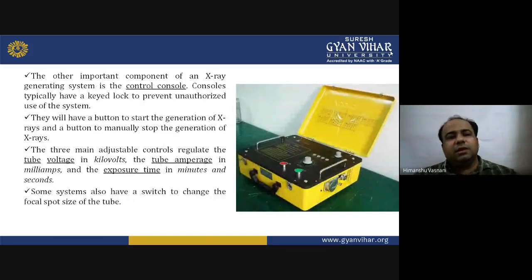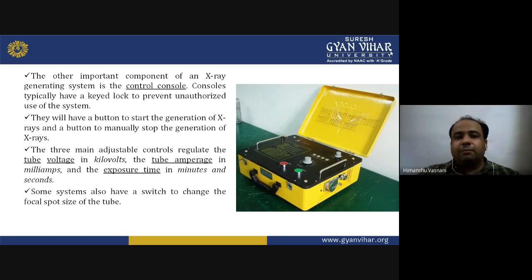Now the other important component of an X-ray generating system is the control console. You can see in the diagram how a control console looks. Consoles typically have a key lock to prevent unauthorized use of the system. Obviously, we need controlled usage of the control console, so we have a key lock to prevent unauthorized use of the system.